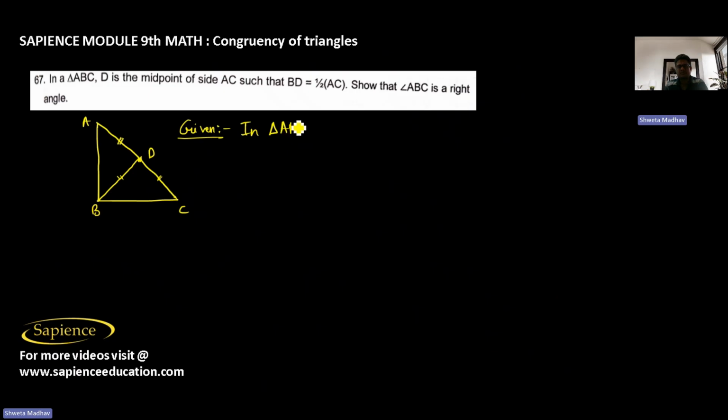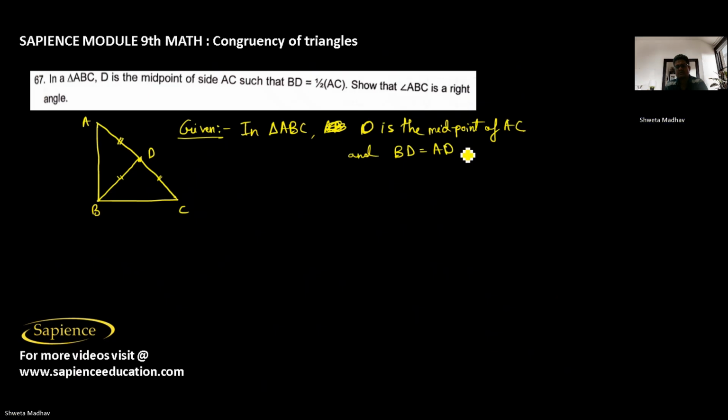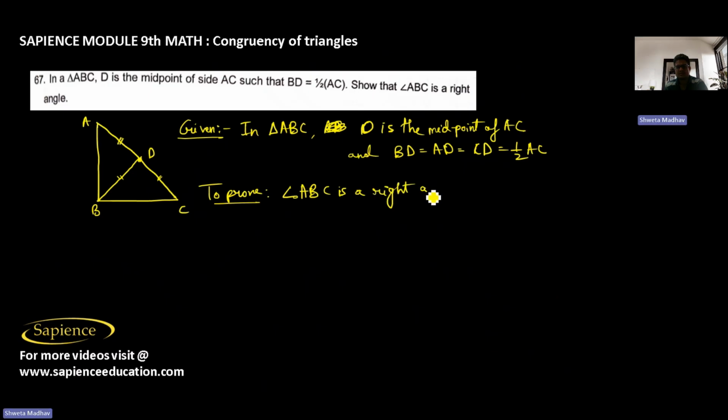So it is given that in triangle ABC, D is the midpoint of AC, and BD is equal to AD equal to CD, that is equal to half of AC. And we have to prove that angle ABC is a right angle, or angle ABC is 90 degree.